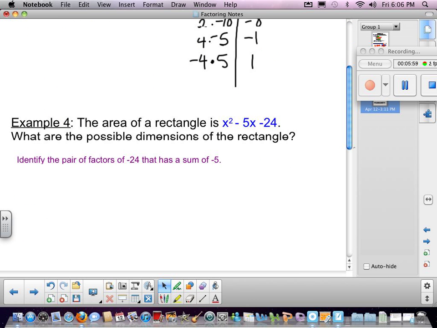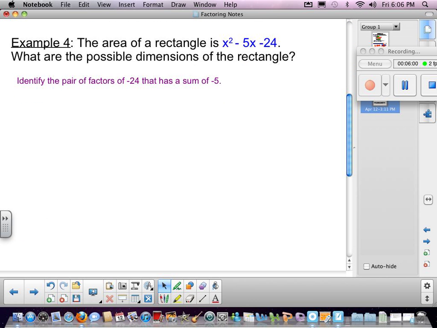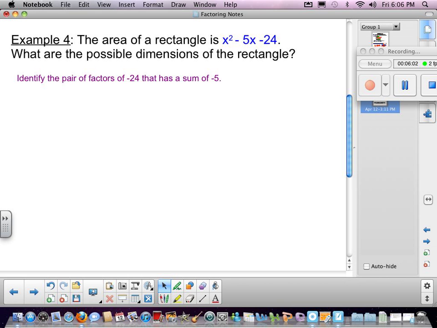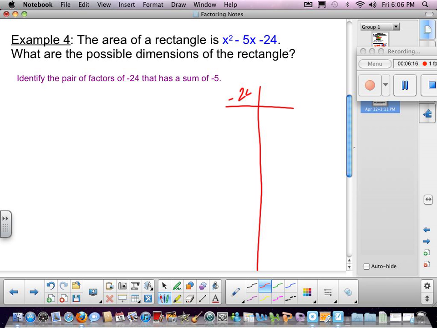Okay, we'll take it and we'll look at an application type of problem. It says the area of a rectangle is x squared minus 5x minus 24. What are the possible dimensions of the rectangle? So again, we're going to list out the factors of negative 24. We're going to have one positive, one negative factor.